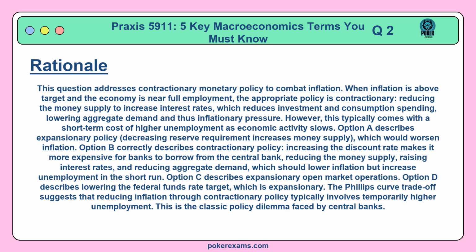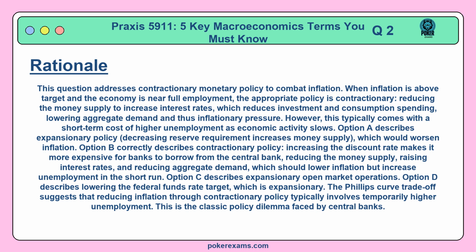Option A describes expansionary policy. Decreasing reserve requirement increases money supply, which would worsen inflation. Option B correctly describes contractionary policy. Increasing the discount rate makes it more expensive for banks to borrow from the central bank, reducing the money supply, raising interest rates and reducing aggregate demand, which should lower inflation but increase unemployment in the short run.